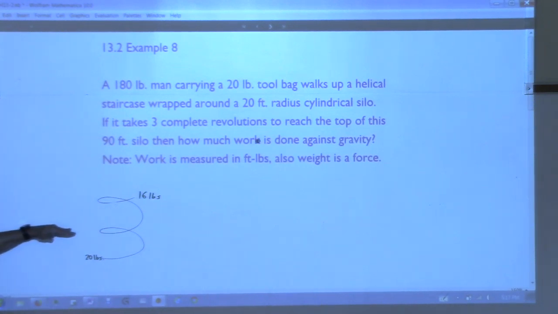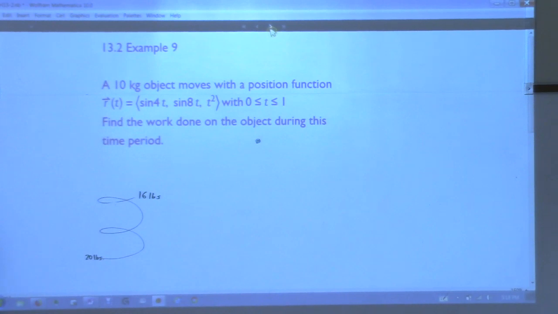Everyone understand this problem? The slight change. That would be due at the beginning of class next time. We have one more problem, then we're going to go. Take a look at this one.